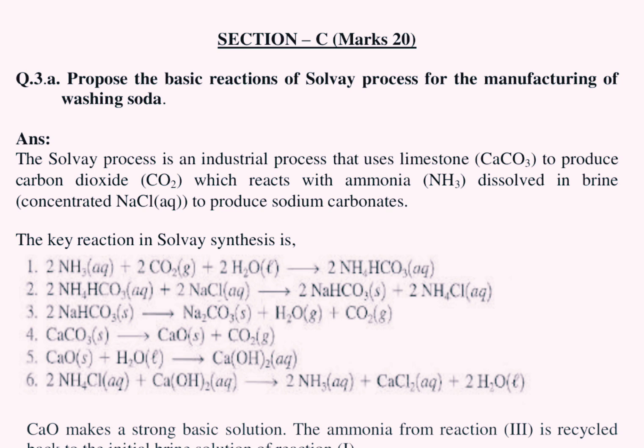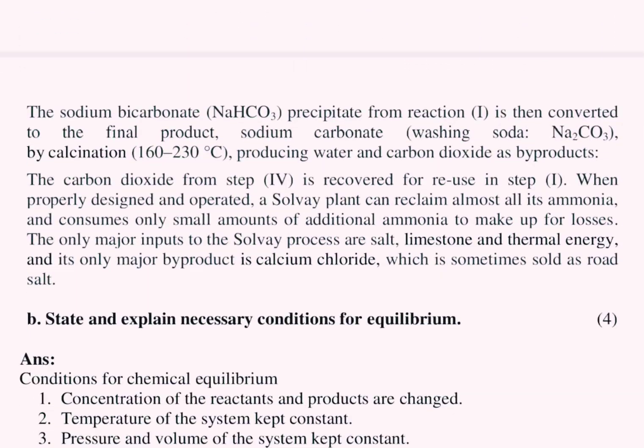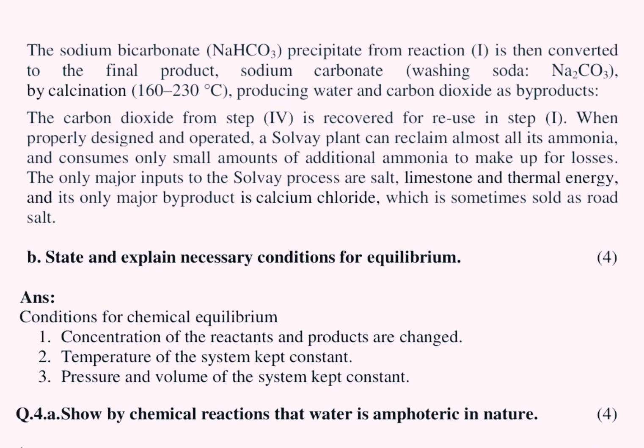Ammonia reacts with carbon dioxide and water, and ammonium bicarbonate is formed, which eventually passes through brine solution and is converted into sodium bicarbonate, and ammonium chloride will be formed. Your sodium bicarbonate is then converted into sodium carbonate, and water and carbon dioxide will be released. And this is how you need to mention its equations, and that's it. You can briefly define it as well.